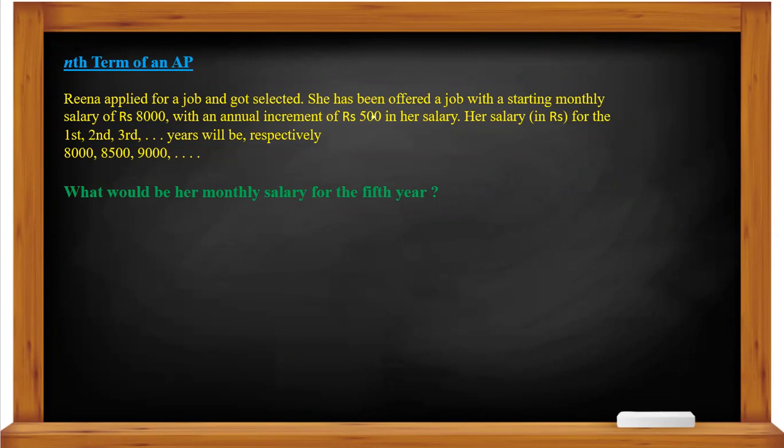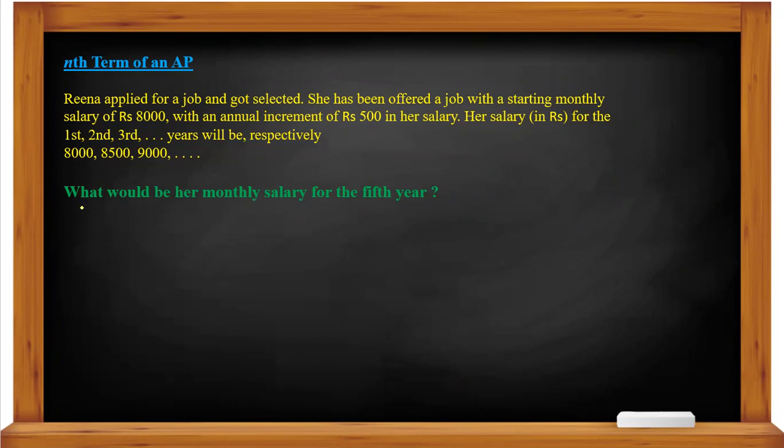She has been offered a job with a monthly salary of rupees 8,000 with an annual increment of 500 in her salary. Her salary for the first, second, and third years will be respectively 8,000, 8,500, and 9,000, and so on. What would be her monthly salary for the fifth year?